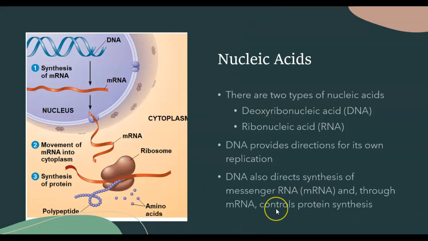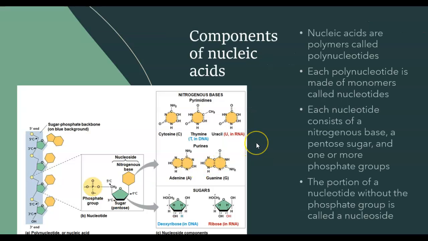There are two types of nucleic acids: DNA, deoxyribonucleic acid, and RNA, which is ribonucleic acid, and they are both involved in the transmission, inheritance, and expression of that information. DNA has directions for its own replication, and it also directs the synthesis of messenger RNA, which then directs the synthesis of proteins. Those things work together. We'll talk a lot more about that in Unit 5 and 6. The components of nucleic acids are called nucleotides.